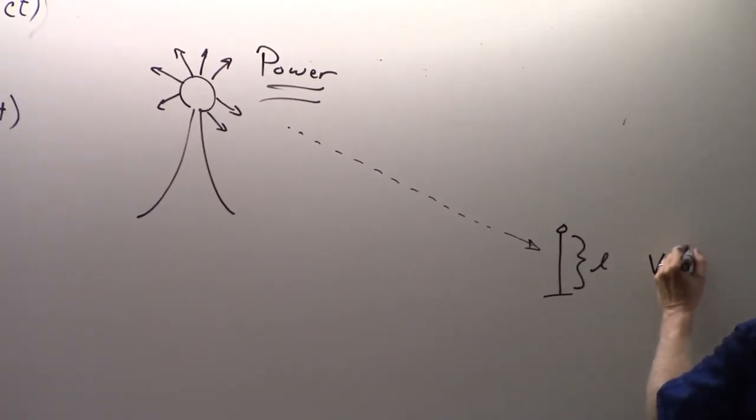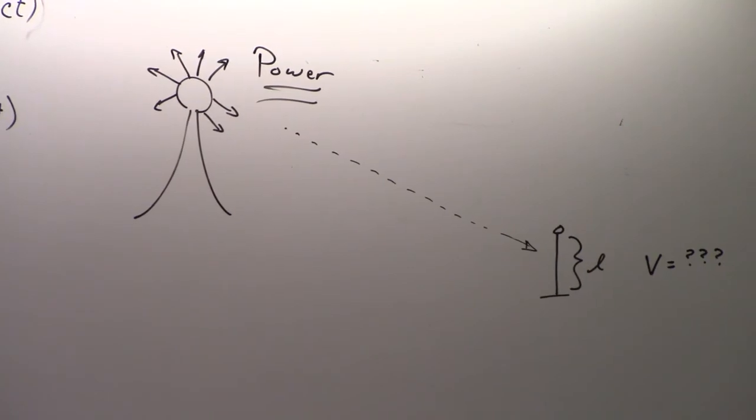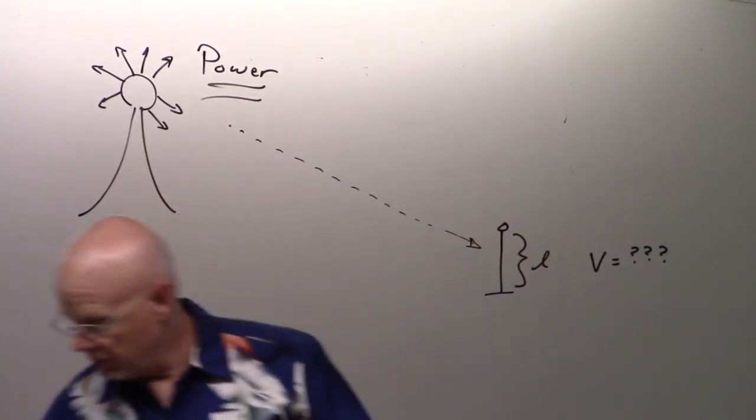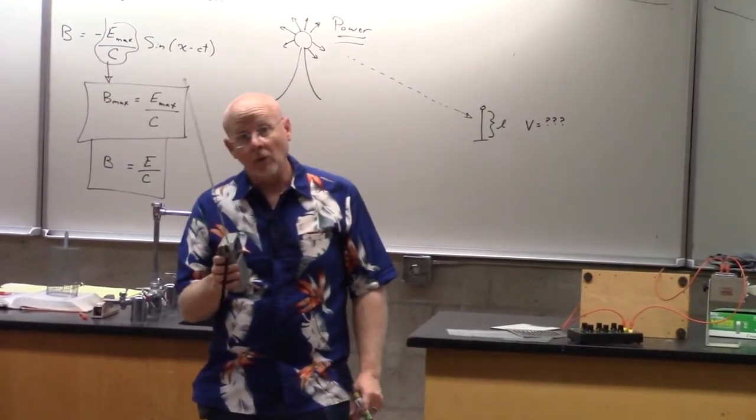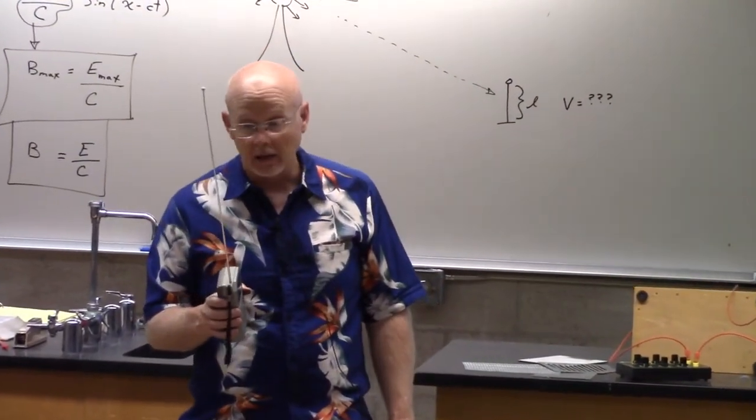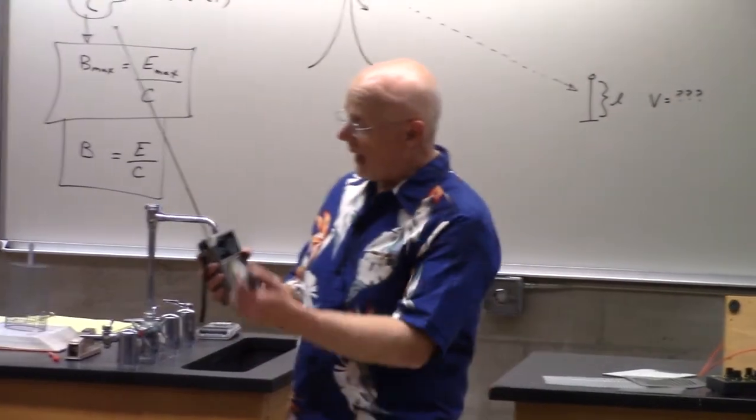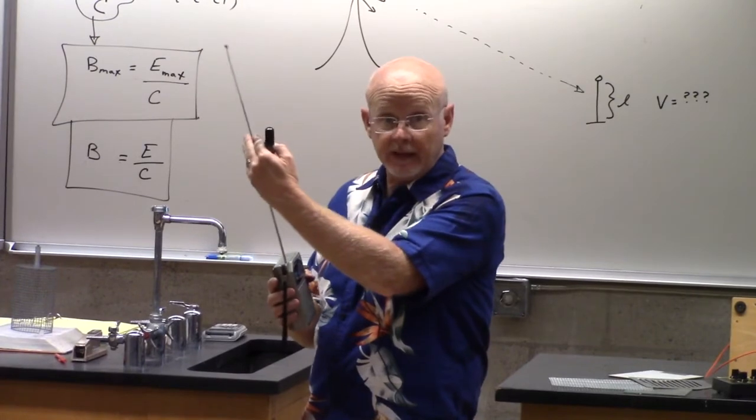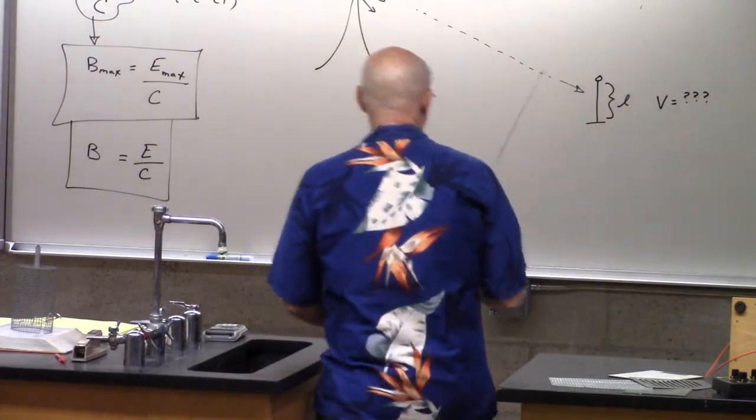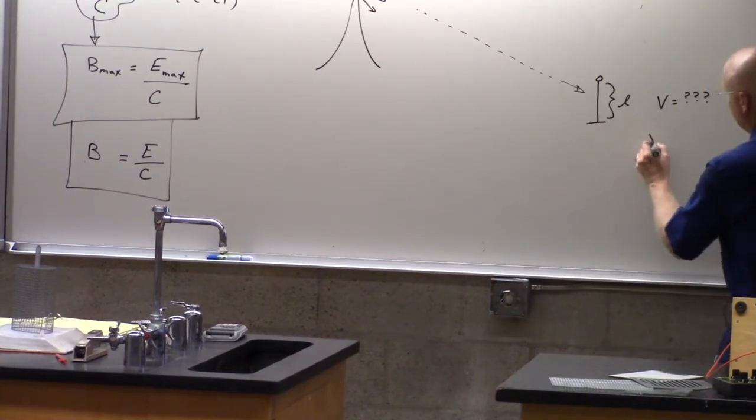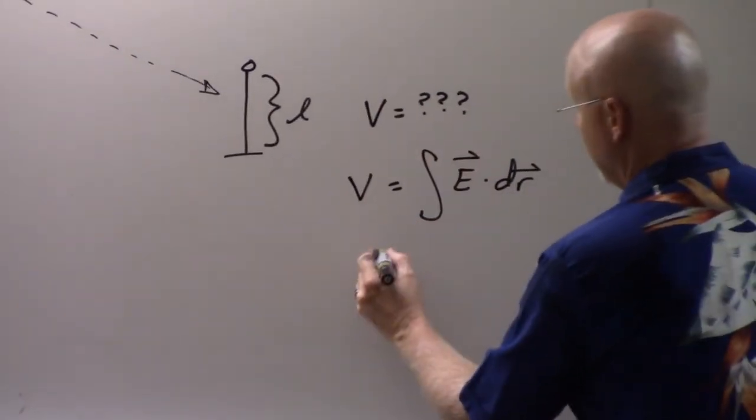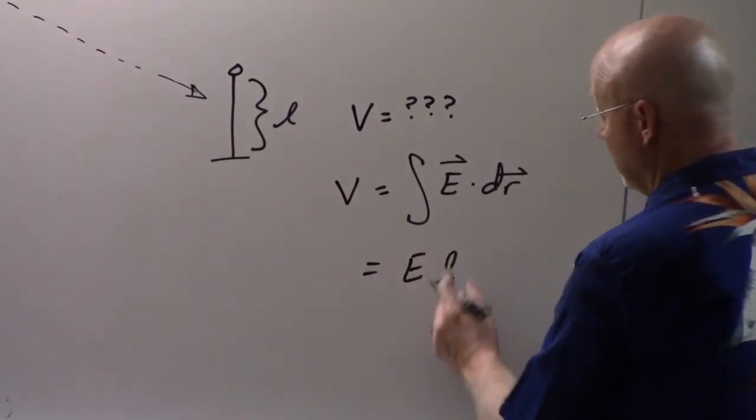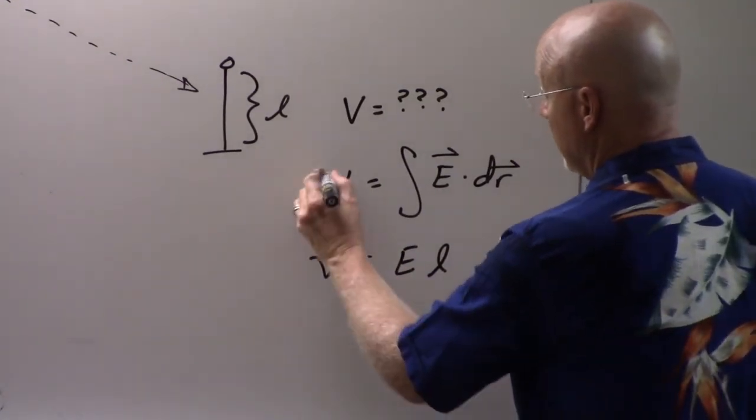How much voltage would you get in that antenna? And so I'm using the magnetic antenna on this one. I didn't bother to put up the electric antenna, but a couple of your homework problems talk about the electric antenna. And so if I knew the electric field at this point, then I can just simply say, and of course I need to go all the way back to chapter 25, that the electric field times the size of the antenna is the voltage.